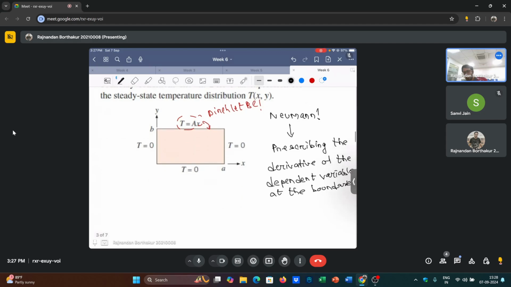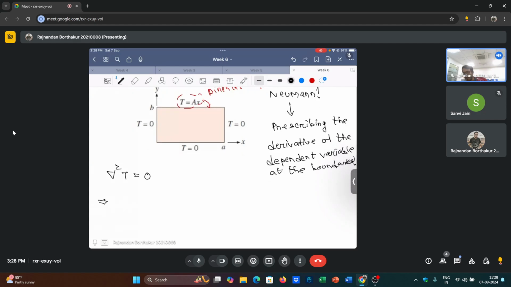As usual, the governing equation for this case from the heat diffusion equation turns out to be the Laplace equation, because this is a 2D, steady state problem without heat generation. In Cartesian coordinates, the Laplacian turns out to be del square T by del x square plus del square T by del y square equals 0. This is the governing equation that we are going to solve.